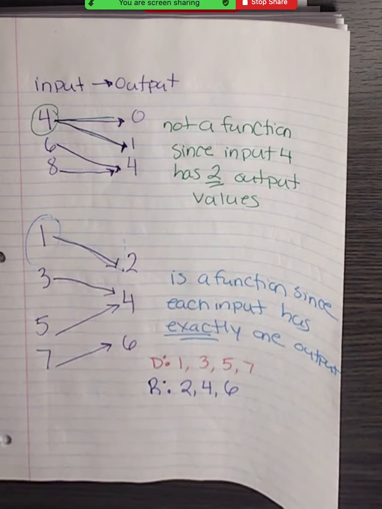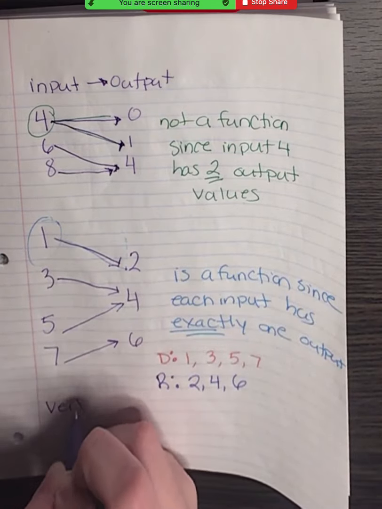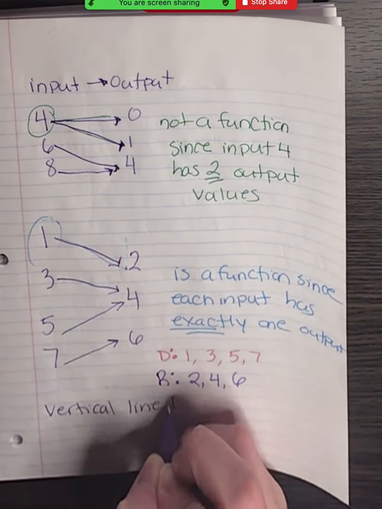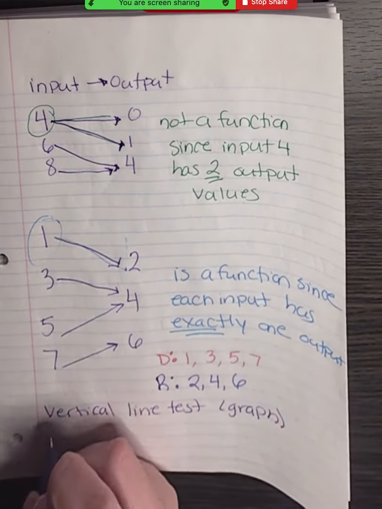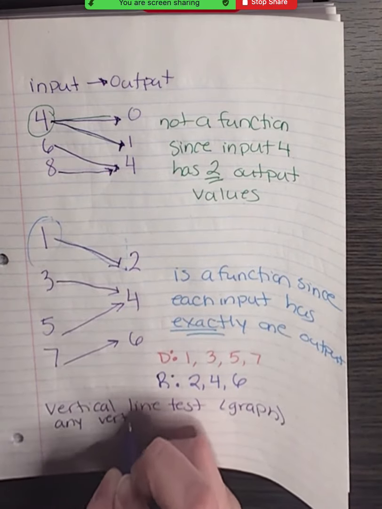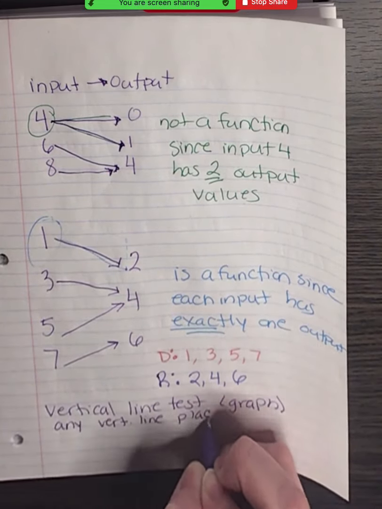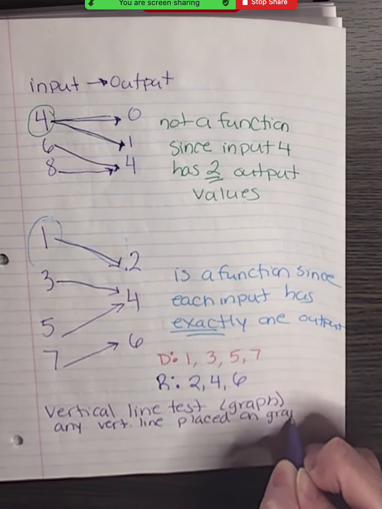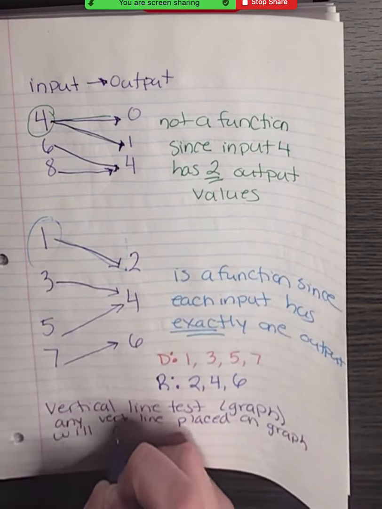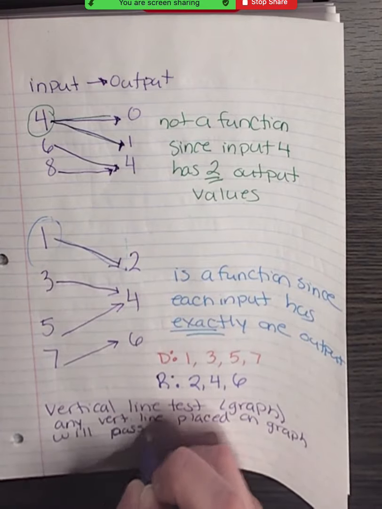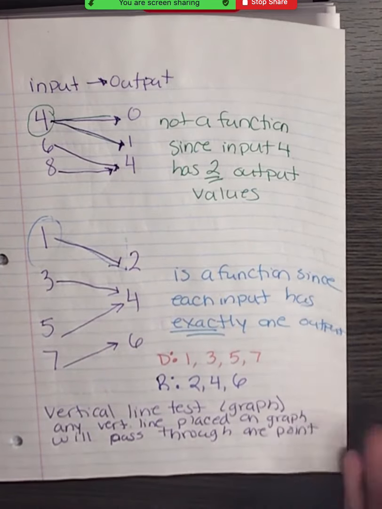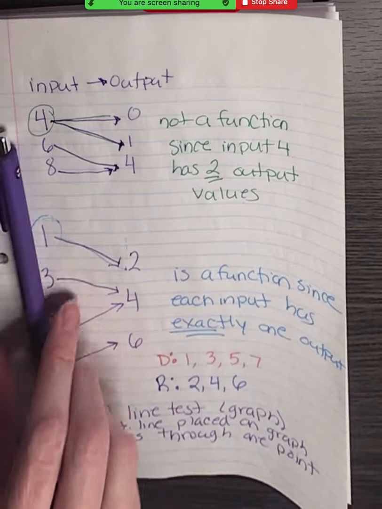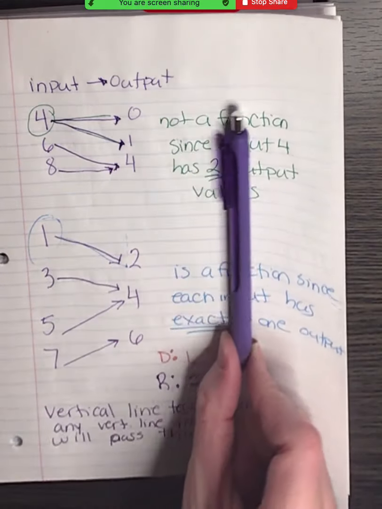One other way you can decide if you have a function is called the vertical line test. This works on a graph. What it says is that any vertical line placed on your graph will pass through only one point. So you have your graph, and vertical lines only touch the graph in one place at any given time.